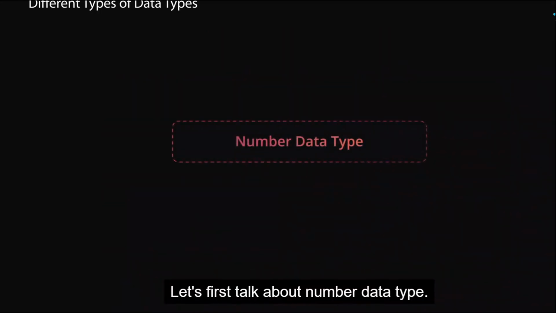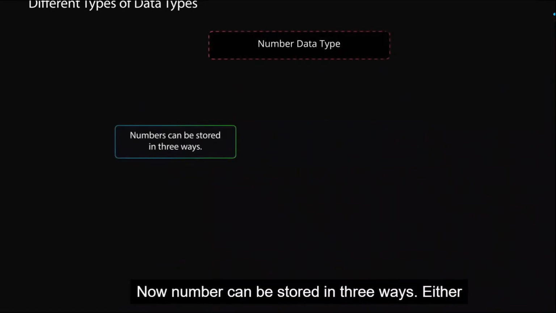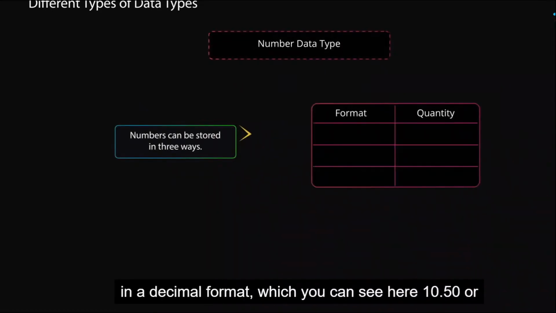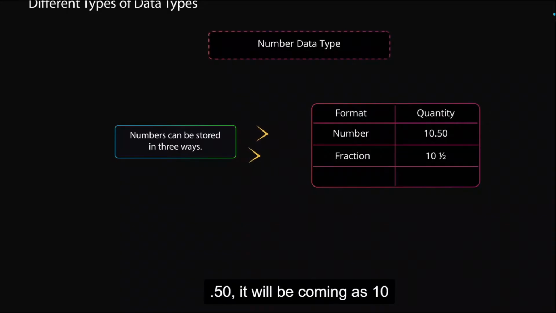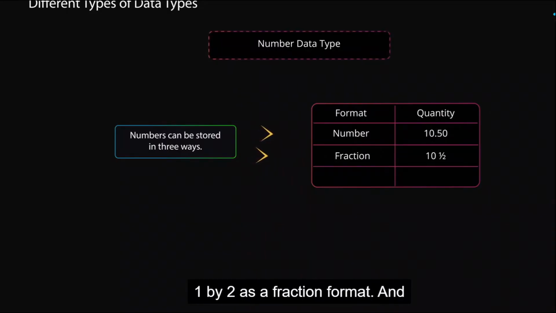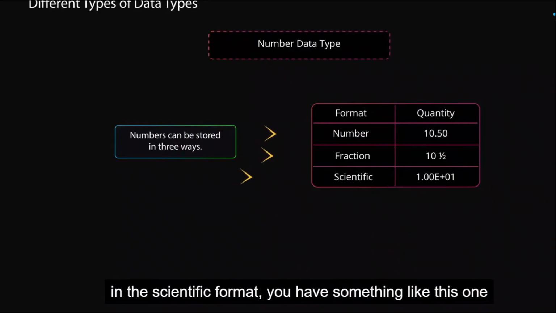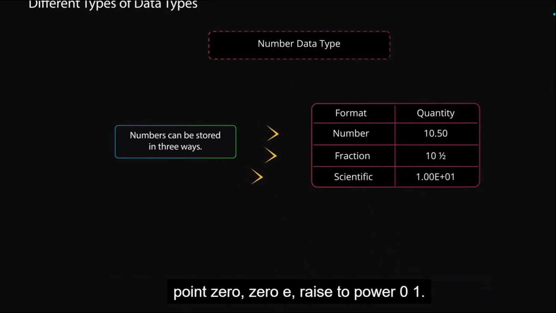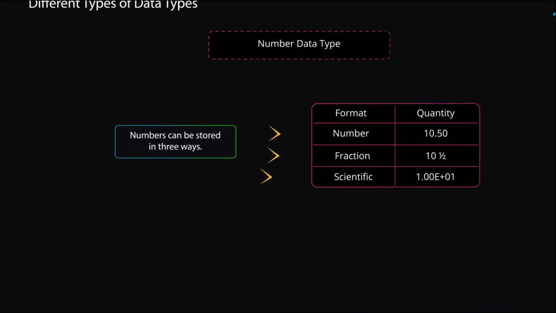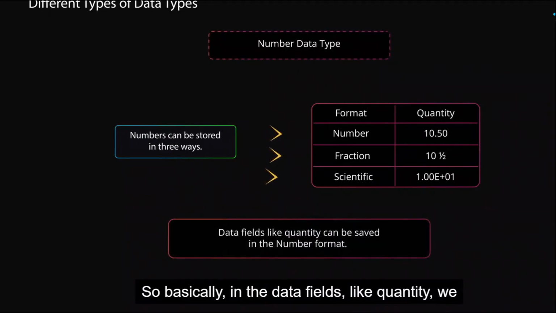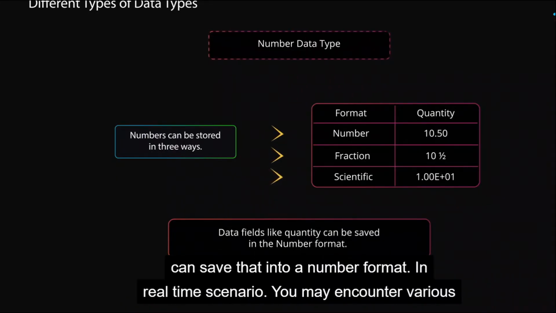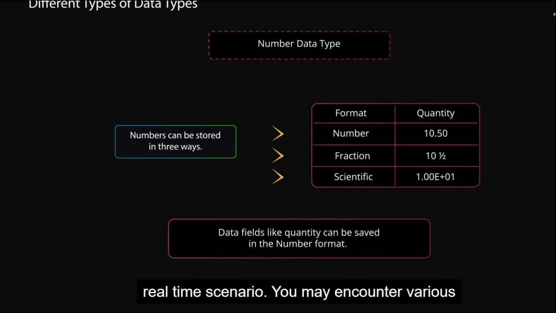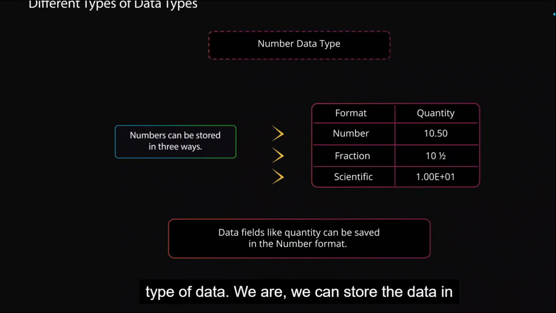Let's first talk about number data type. Numbers can be stored in three ways: either in a decimal format, which you can see here, 10.50, or in a fraction format. If I have 10.50, it will be coming as 10 1/2 as a fraction format. And in the scientific format, you have something like 1.00 raised to power 01. Basically in data fields like quantity, we can save that into a number format. In real-time scenarios, you may encounter various types of data where we can store the data in a number format.